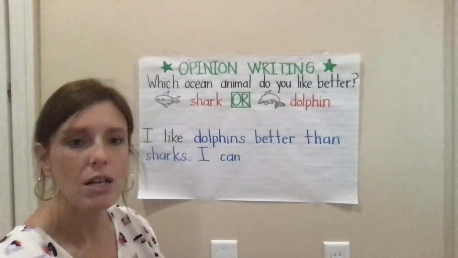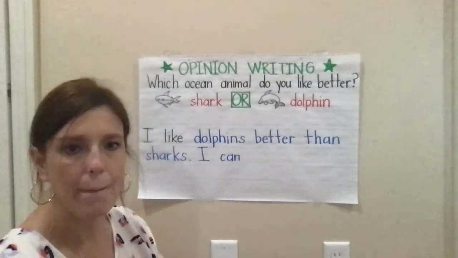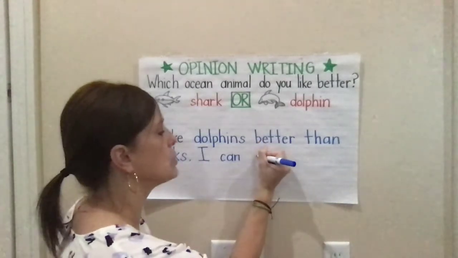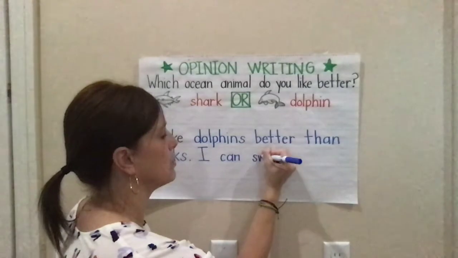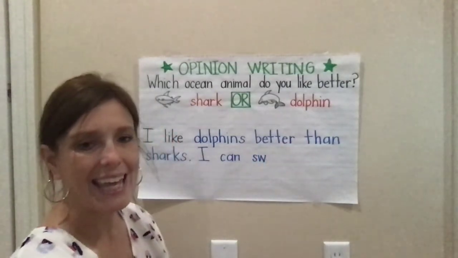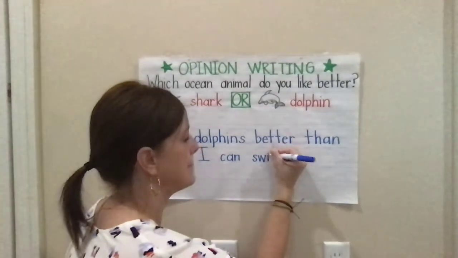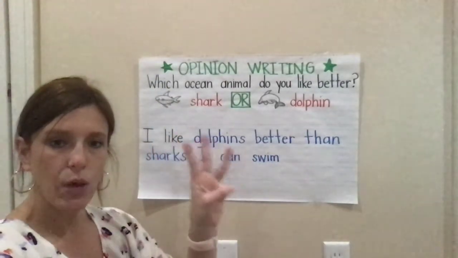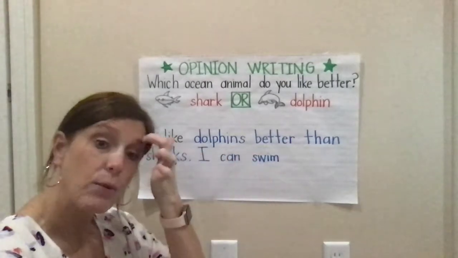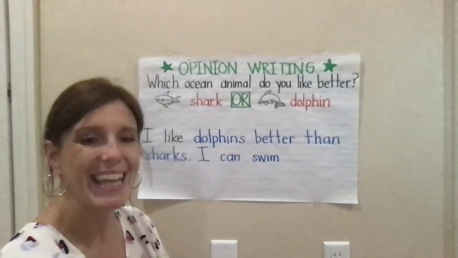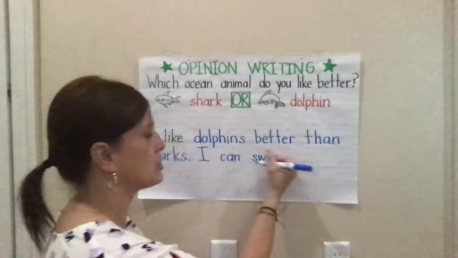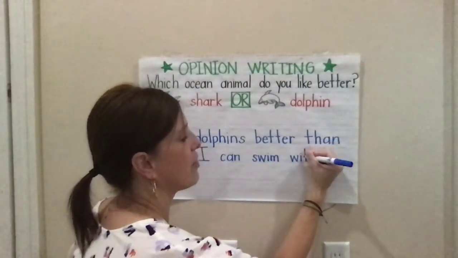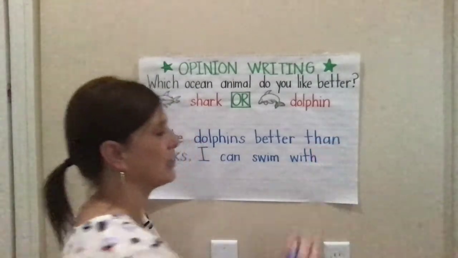Swim. Sw-sw-swim. Good. Let's sound that word out and write it together. Sw-sw is the S-W. Sw-I-I-I-I-M. Good. Swim. I can swim with. That's right. With. Another sight word. W-I-T-H. Let's write that word together. W-I-T-H. Very good. All right.